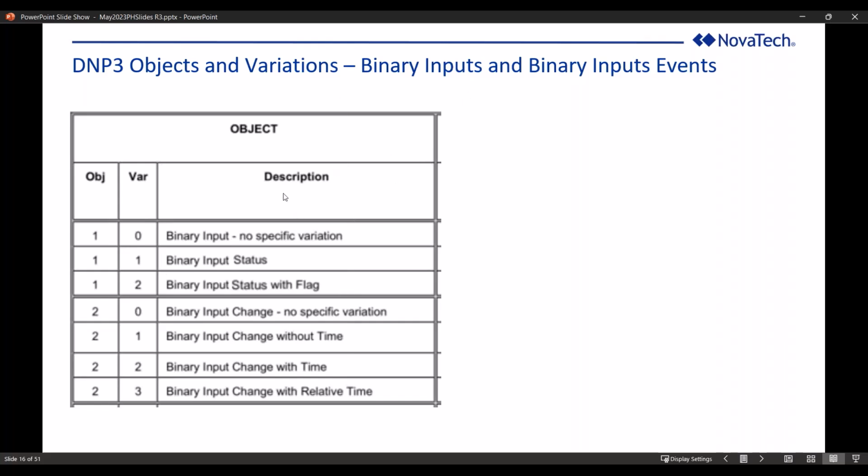So that's a binary static input. Binary input events have their own object group, which is object group 2, with different variations. And as I mentioned with events, there's usually time associated with it. So you can have it without time, or with a timestamp. And then there's relative time.